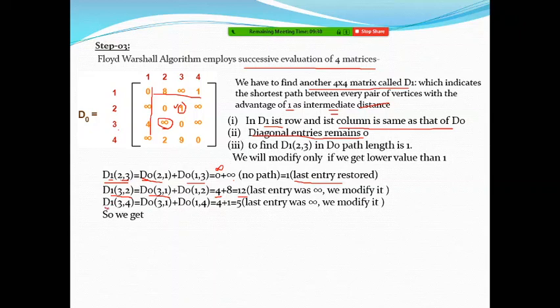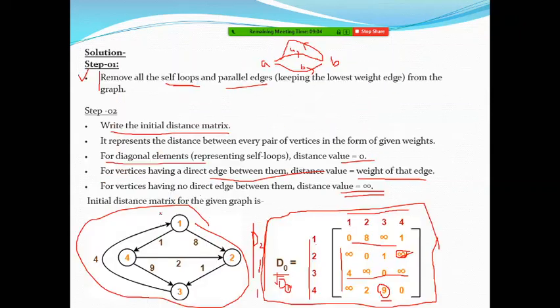Again, see, there is one number D134. So where is 3, 4? This number is 3 and this number is 4. In the initial distance matrix D naught, there is no direct edge between 3 and 4. Now we'll see, can we modify this number? D134 means D naught 3, 1 and then D naught 1, 4. So D naught 3, 1 is 4, and then 1, 4. That simply implies a path from 3 to 4. Yes, there is one path from 3 to 4, so 3 to 4 via 1.